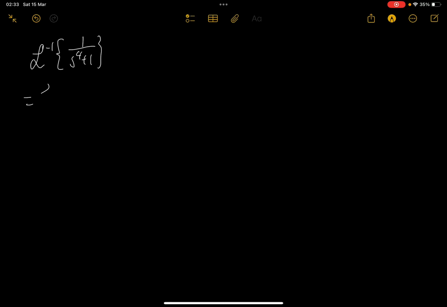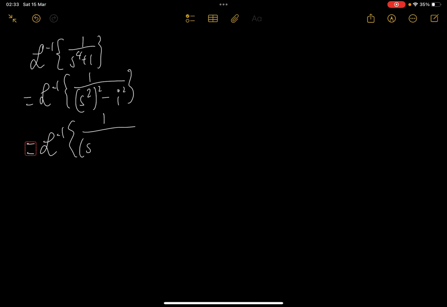First, we are going to write this s^4 as (s^2)^2. Then I'm going to write this 1 as i^2. You know that i^2 is equal to -1, so I put a negative sign in front, so it becomes +1. It doesn't change anything; we just get the same result, negative i^2, which is +1. Then we are going to use the rule a^2 minus b^2, which is (s^2 plus i)(s^2 minus i).